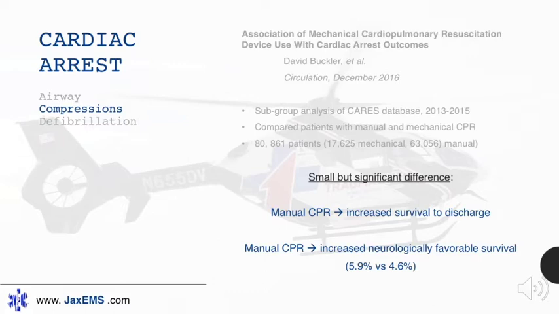I put these numbers here because look at these numbers. They're saying an increased survival of 4.6 to 5.9. That means 6% of the patients were walking out of the hospital neurologically intact. So I just put that up because that's terrifying. That's just a call for us to improve everything we do in cardiac arrest.